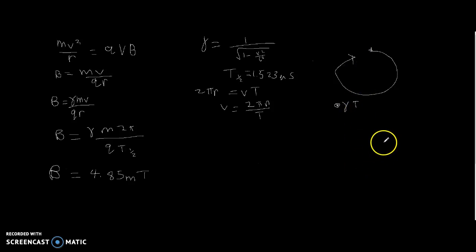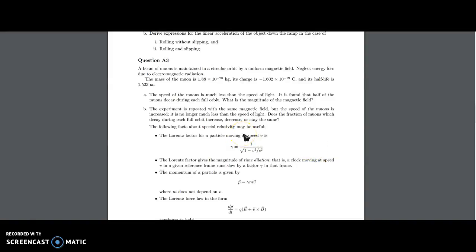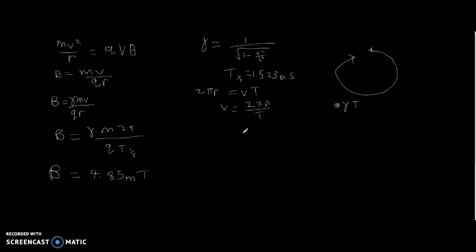But it does ask for the fraction. What fraction of muons decay? Well, if it takes longer to complete a full orbit, it also takes gamma T longer for these muons to decay. So what does that mean? It means that it stays the same. Even though your orbits are longer, it also takes longer for them to decay by the same factor gamma. And so in the end, the fraction does not change.